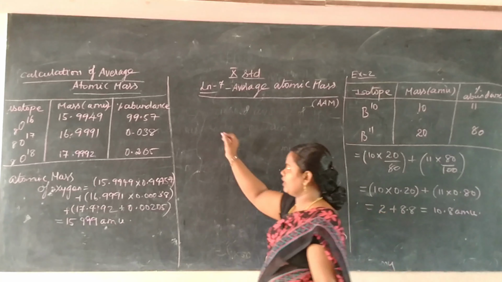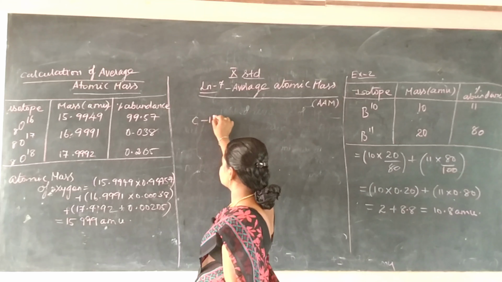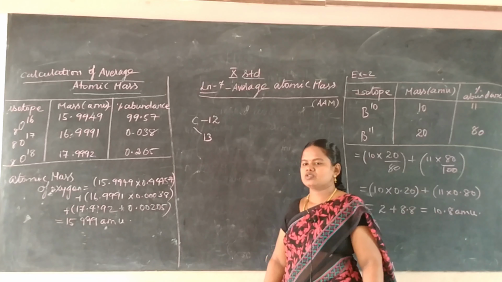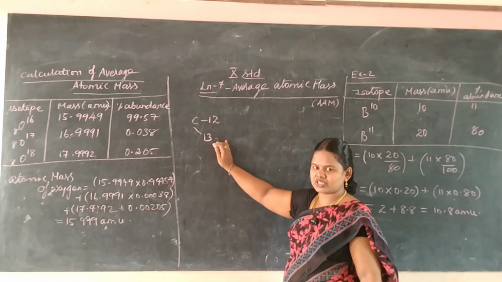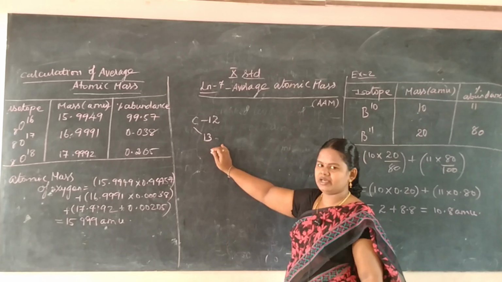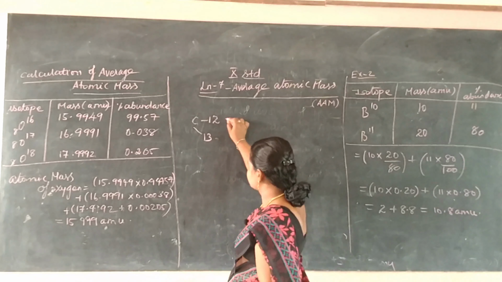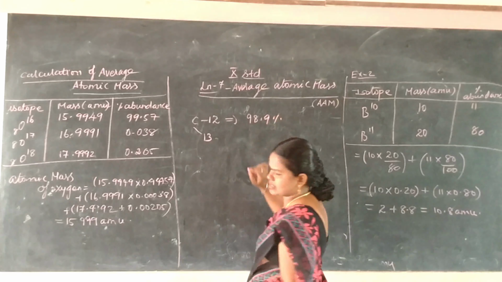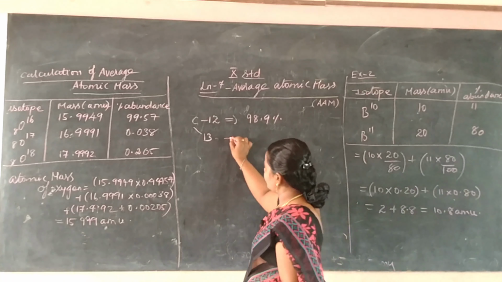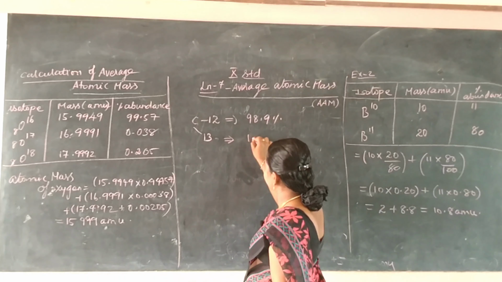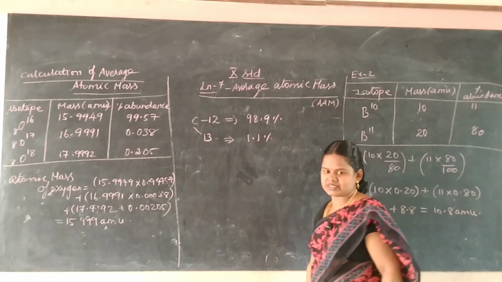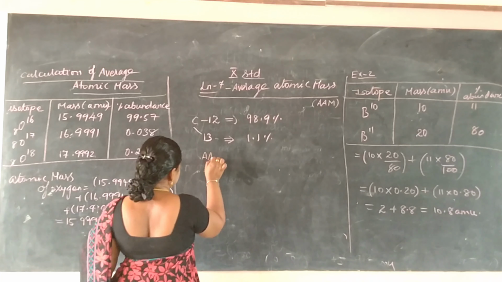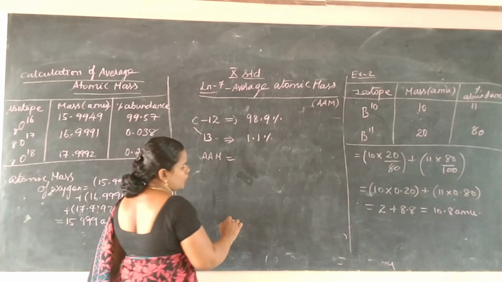For example, carbon. Carbon occurs as two isotopes, carbon 12 and carbon 13. So for that we have to calculate the average atomic mass. How can we calculate it? Carbon 12 has a percentage abundance of 98.9%, and carbon 13 is 1.1%. Already we know how to calculate the average atomic mass.